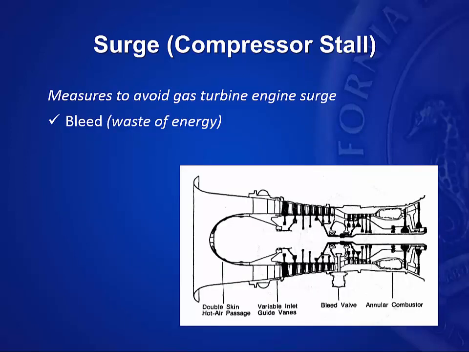So again, one of the ways is, and this is what they're showing with this bleed valve, is some of that air that is produced from that compressor can be bled off, which will change the mass flow rate going through and somewhat change the velocity of that going through, and that has an effect on the angle of attack. So this is one of the things that is done to help prevent stall.